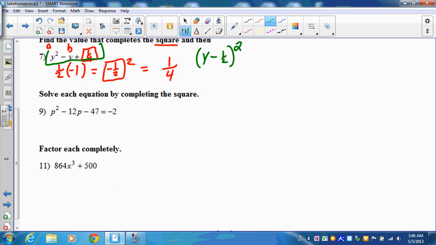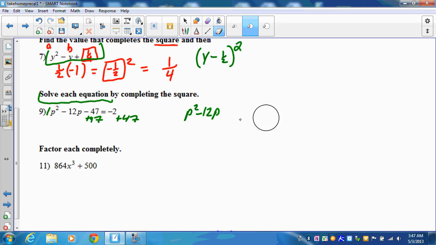And not only complete the square, they want you to solve each equation. In this case, we're going to solve for p. So one thing we can do is move this 47 over, negative 47, by adding 47. And if you do, the right side is now equal to 45. You're kind of lucky on this one because the value in front of the square term is equal to a 1, so we don't have to factor anything out.